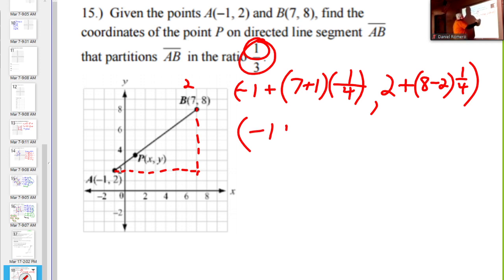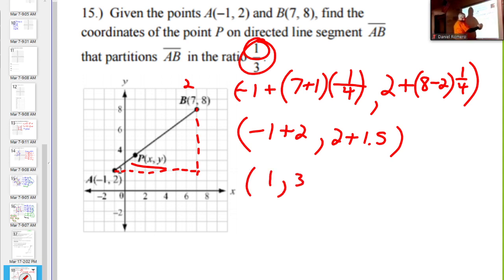So we have -1 plus 2. That's going to be the x. So the y: 8 minus 2 is 6. 6 times 1 over 4. We'll leave it as a decimal. It's 1.5. So that's 2 plus 1.5. So this point P that we were looking for here is going to be at 1, comma 3.5.